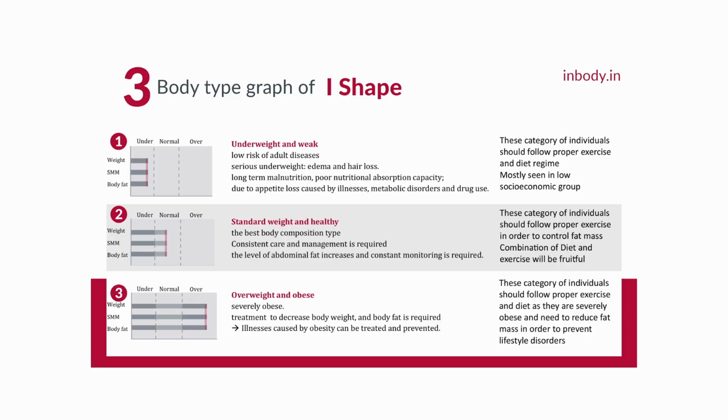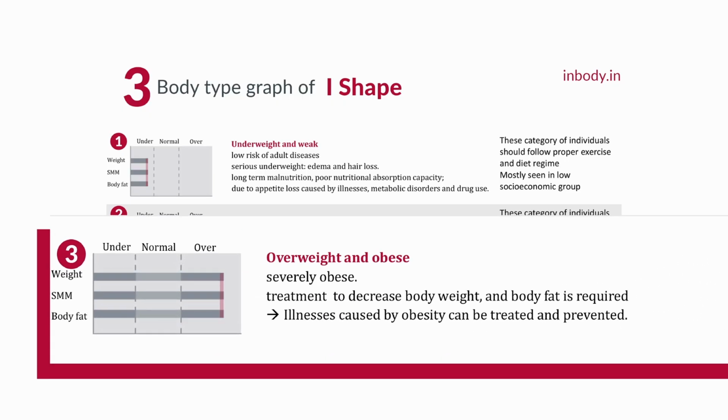While the third type of graph is when someone has high weight, then high muscle mass and high body fat as well. So such a person has a very big frame, is tall, is overweight, has more muscle mass as well as more body fat. So in this case again, a little bit of focus should be given to body fat reduction while the muscle mass has to be maintained.